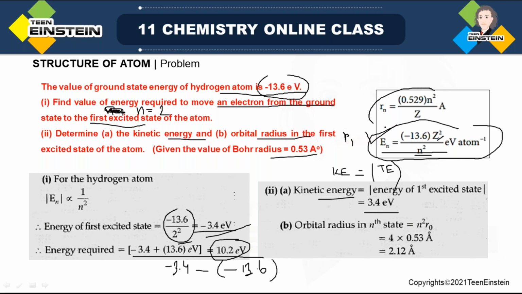And for orbital radius, this is the formula: n square into r naught. R naught is nothing but the Bohr radius, 0.529 or 0.53, both are fine. As it is a hydrogen-like system, Z is 1. You can also write it like this: if you are not comfortable with this, write 0.529 multiplied by n square divided by Z, which is 1 for hydrogen. And the n value is for the first excited state. It is asking the orbital radius in the first excited state. So we have to put n as 2 square, that is 4. So the value is 2.12 angstrom.